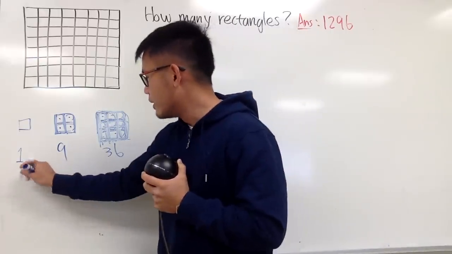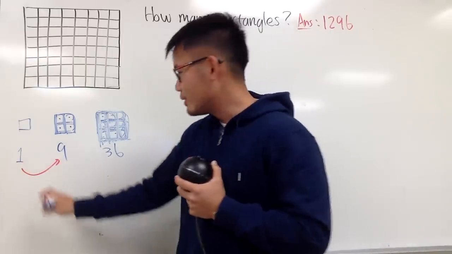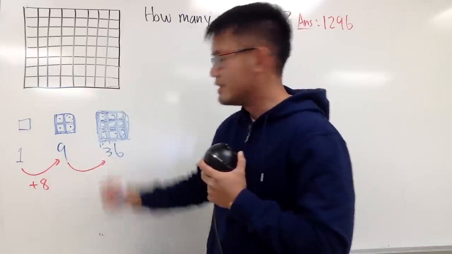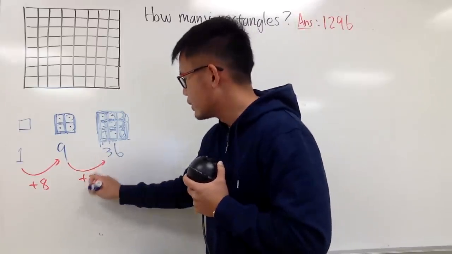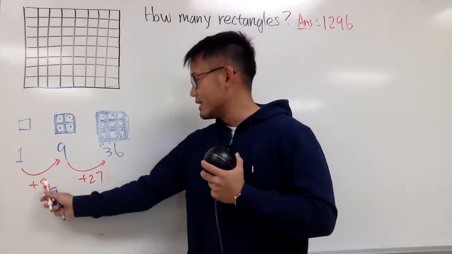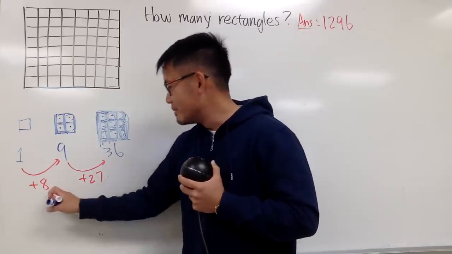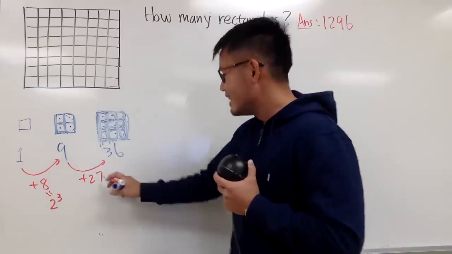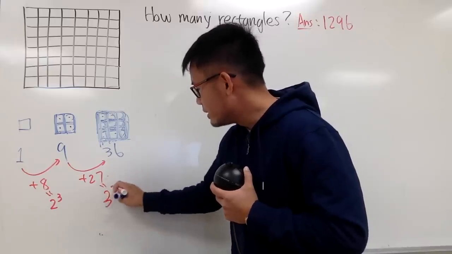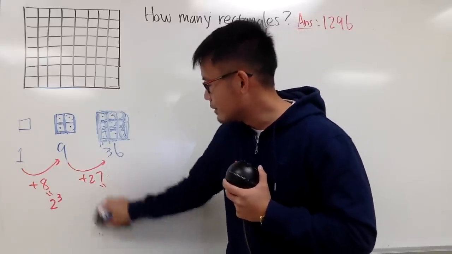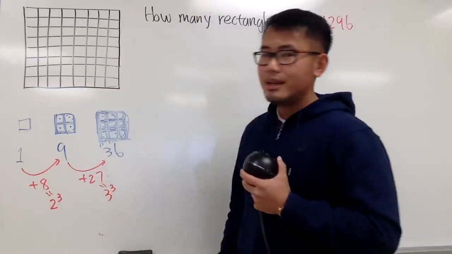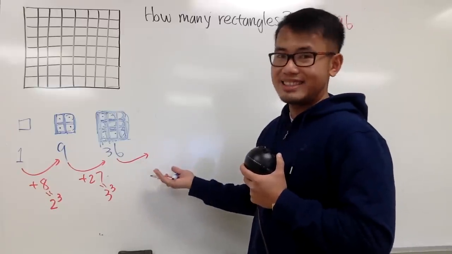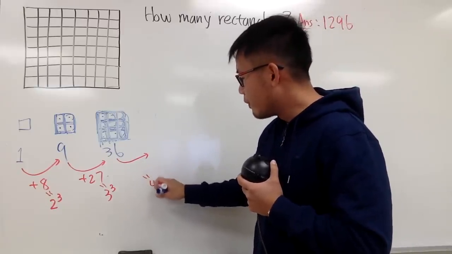How can we go from 1 to 9? Well, that's plus 8, right? And how can we go from 9 to 36? That's plus 27. And do we recognize these numbers? We should, because this right here is precisely 2 to the 3rd power. It's a perfect cube. This right here is precisely 3 to the 3rd power, right? That's also a perfect cube. So you can imagine what number we need to add next. Well, we must add 4 to the 3rd power, huh?